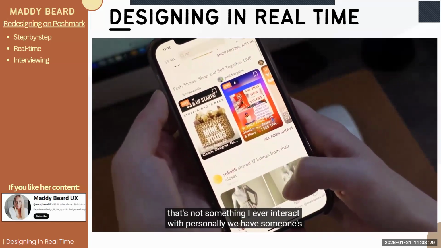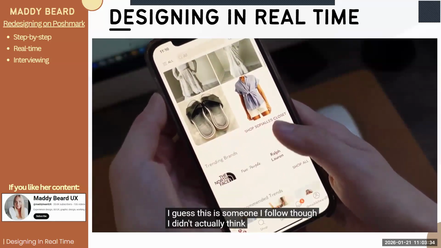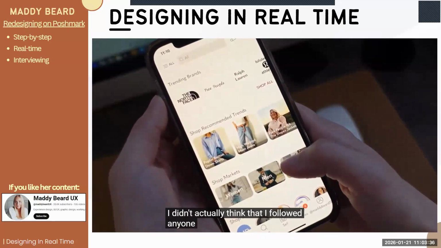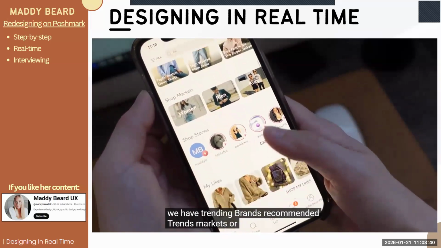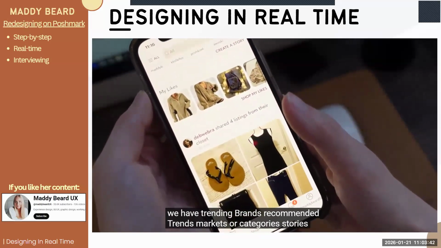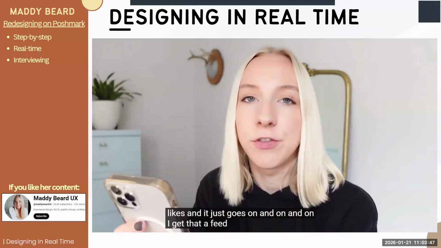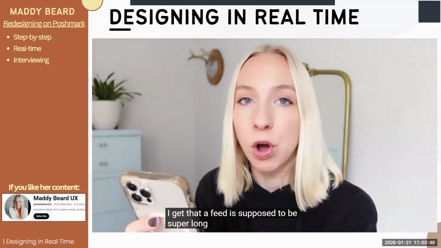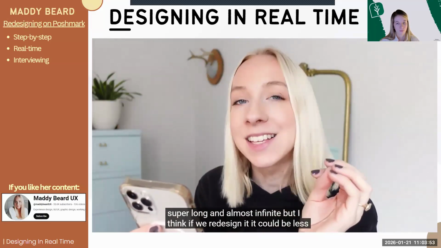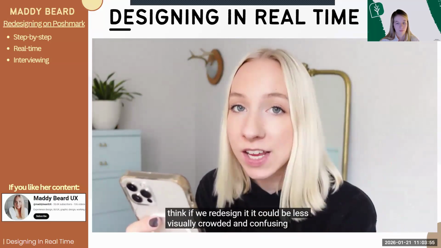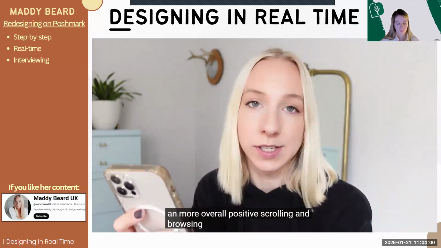We have someone's closet. I guess this is someone I follow, though I didn't actually think that I followed anyone. We have trending brands, recommended trends, markets or categories, stories, my likes, and it just goes on and on and on. I get that a feed is supposed to be super long and almost infinite, but I think if we redesign it, it could be less visually crowded and confusing and just a more overall positive scrolling and browsing experience.